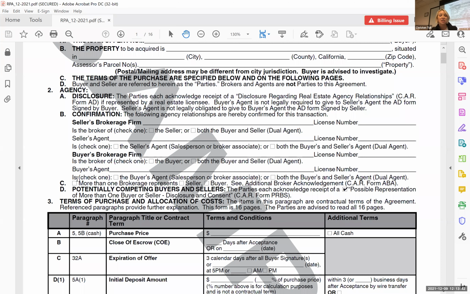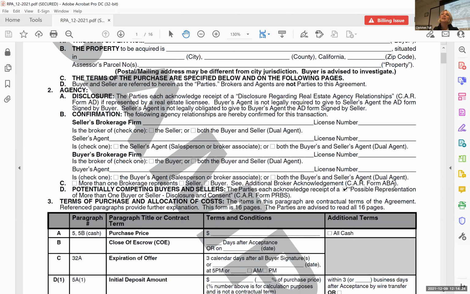Now, the big change here is that they've added section 2C: more than one brokerage represents seller or buyer. Okay. And this happens. I did it last year, on one buyer side and one listing, where I was co-repping with an agent from a different brokerage. This form, ABA, which stands for Additional Broker Acknowledgement, has always been required, but our contract didn't say anything about it. So unless you really know your documents, you probably wouldn't be aware that you needed it, and you'd have to draft it during the course of escrow.